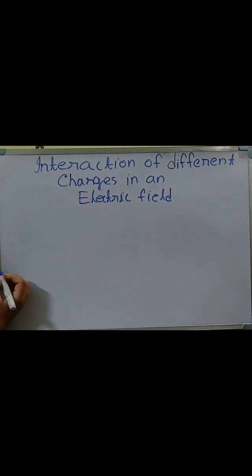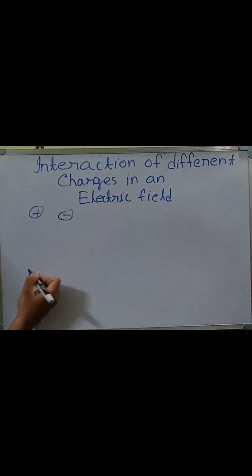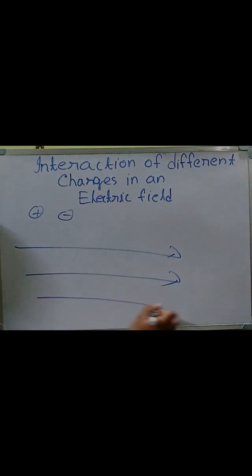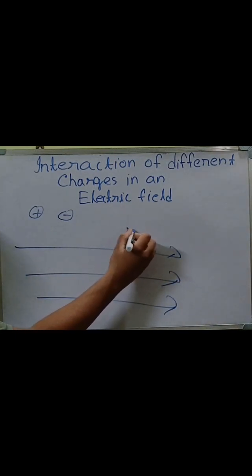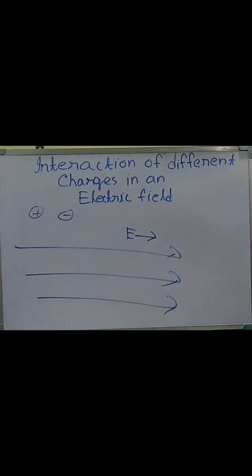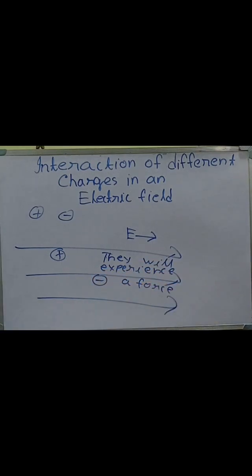Well, now let's understand the interaction of different charges in an electric field. Different charges means there are two types of charges, the positive charge and the negative charge. So if these are electric field lines representing an electric field, and from this it is clear that the net electric field is in this direction, then if I keep here a positive charge or a negative charge, how will they be influenced? Influenced in the sense that they will experience a force, that is obvious. But in which direction will they experience a force?